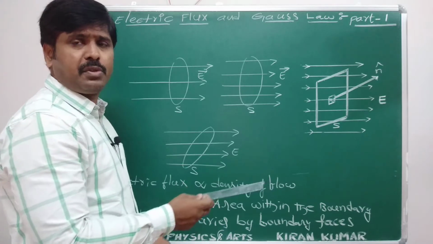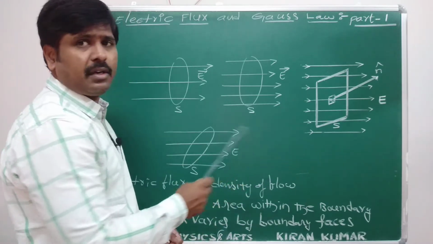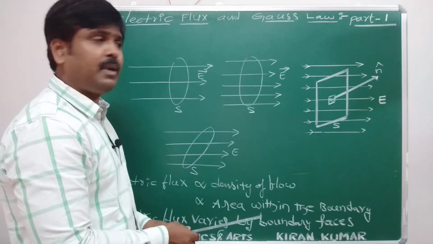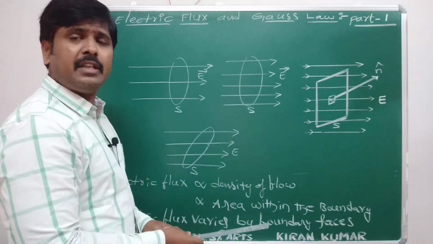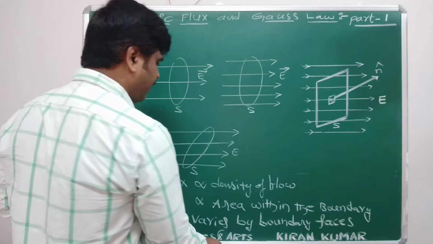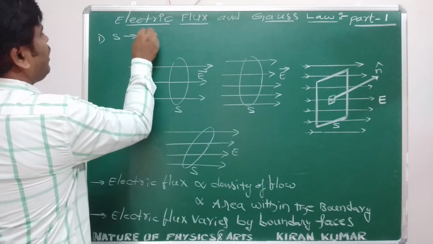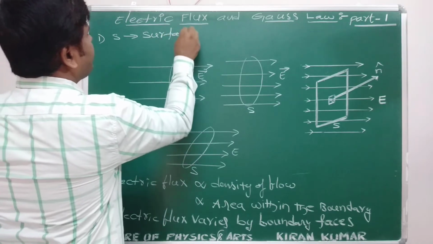There is a chance to make an angle. That other condition, theta, we can discuss. Theta is the angle between the electric field and ds bar. ds bar is the area vector. So first, S is the surface area.